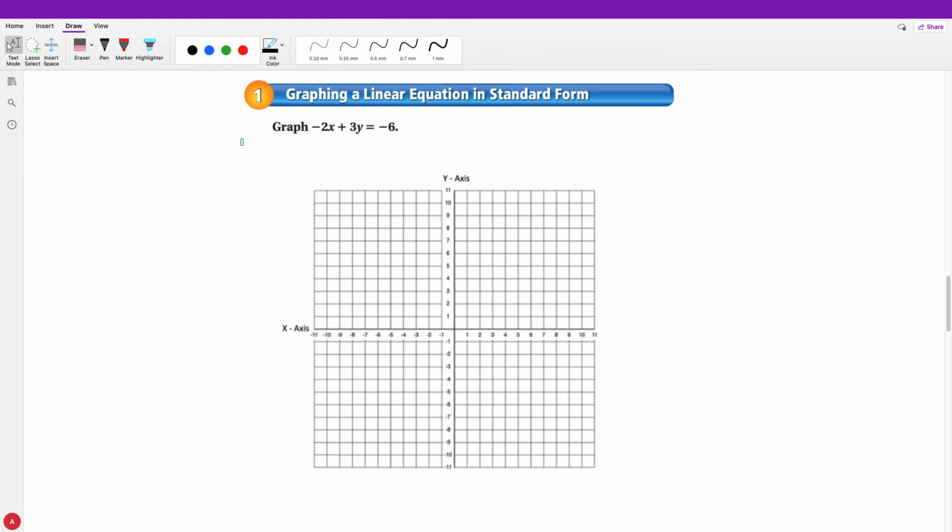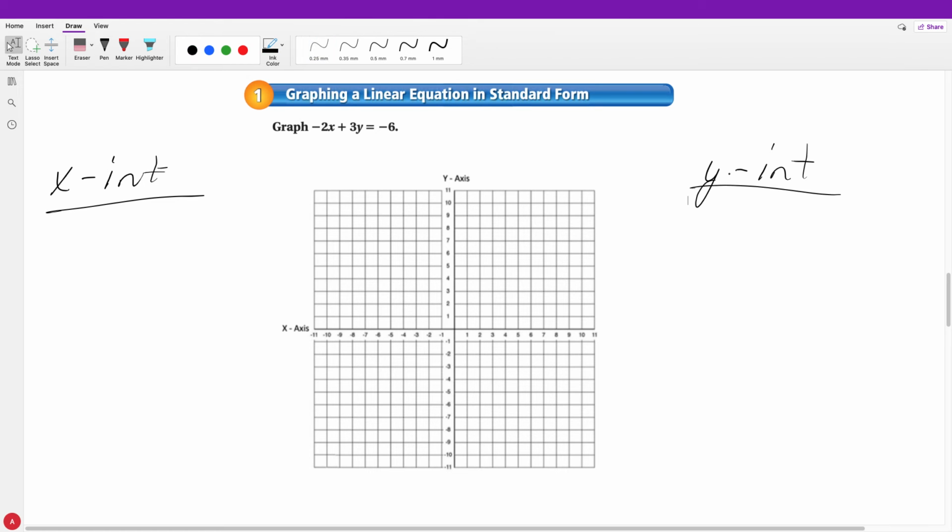When you're using the standard form, what you're going to do is find your x-intercept, so I'll do this on this side, and then find your y-intercept. And when you find those 2 points, you plot them and you just draw your graph. So remember, when we're finding our x-intercept, we set y equal to 0. So I'm going to substitute 0 in for y.